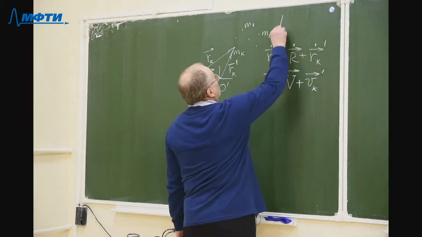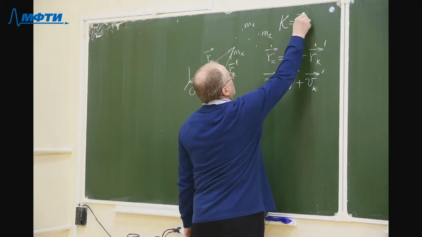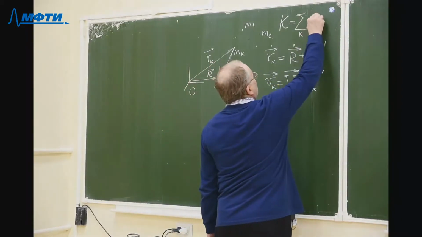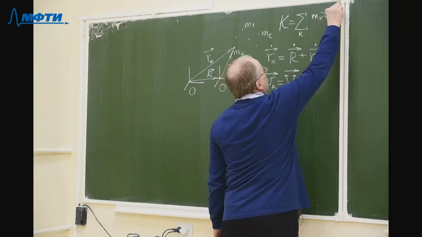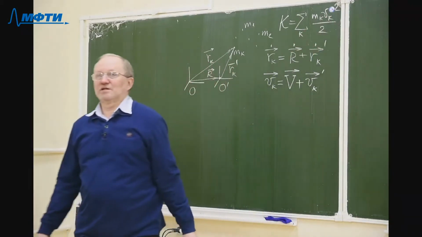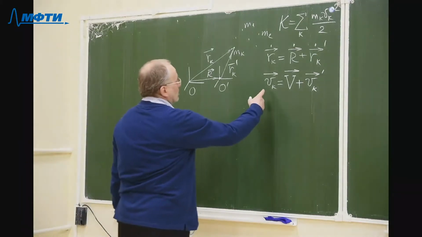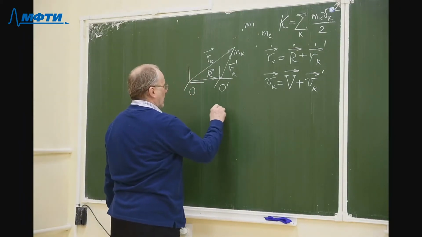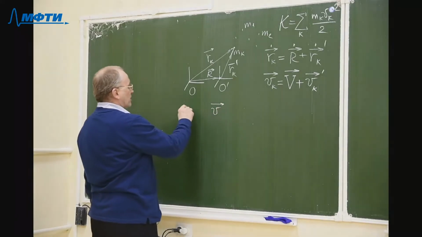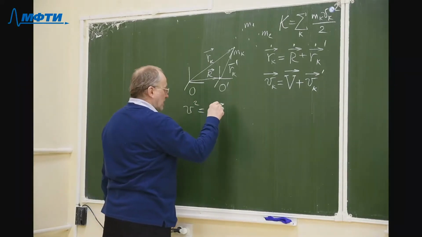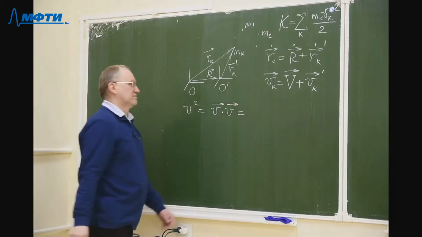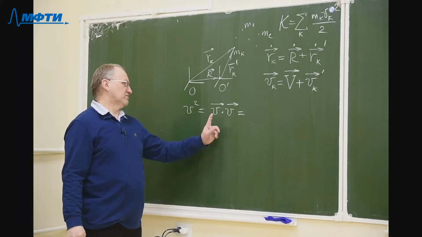By definition, kinetic energy of a system of particles is the sum over all particles mk vk squared over 2. So I will have to find the squares of velocities. That's what I will do now. In order to find the square of velocity, what is the square of velocity? V squared is the scalar product of vector v by vector v. The scalar product of velocity vector by itself.